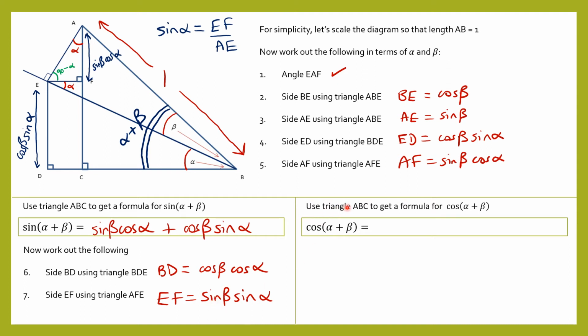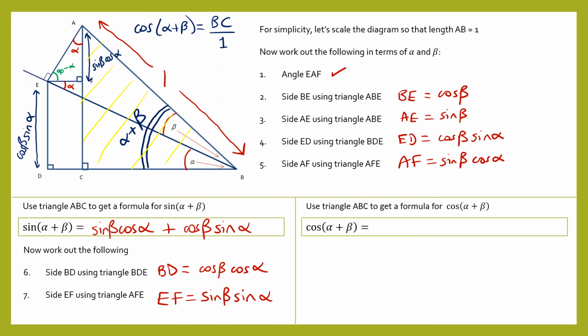Now we can use triangle ABC, get a formula for cos of alpha plus beta. So pause the video and have a go at that. So we're back with this big triangle ABC. We want a formula for cos of alpha plus beta. Remember, all this angle here is alpha plus beta. If it's cos we want, then we've got to be using the adjacent and the hypotenuse. So cos of alpha plus beta is the adjacent, which is BC, over the hypotenuse, which is 1. So that means it's just BC.